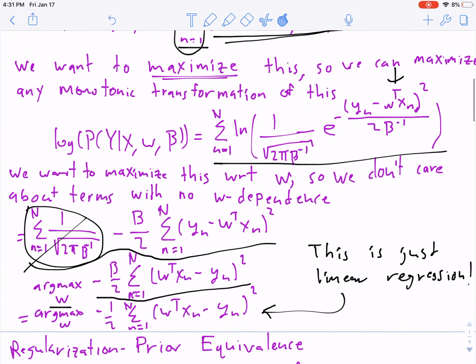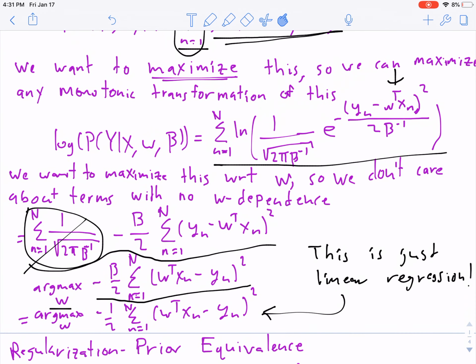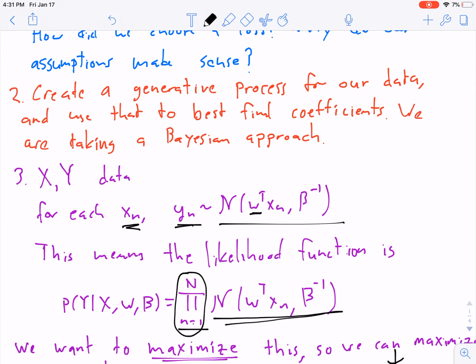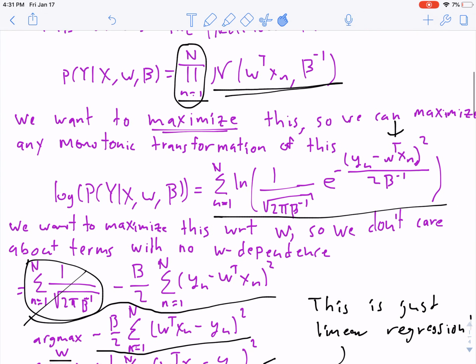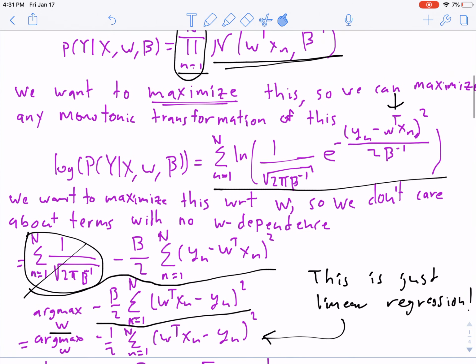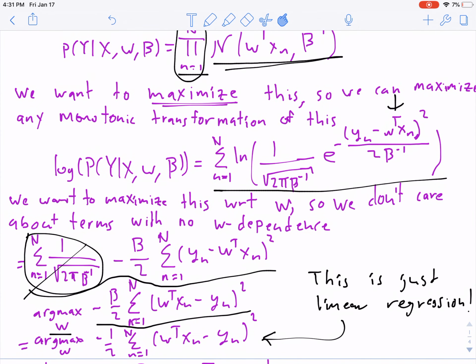And then, to make it look a little bit more like linear regression, we're just going to divide everything by beta. Note here, importantly, that beta is positive, because we can't have some sort of negative standard deviation. And so that means that we can divide everything by it, and multiplying by a positive number is a monotonic transformation. So maximizing this over w is the exact same thing.